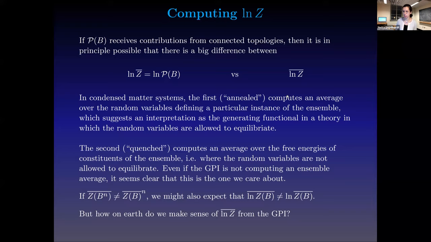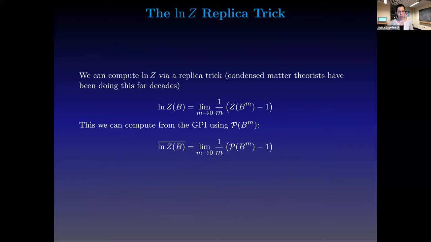So how can we make sense of this quantity as log of Z computed from the gravitational path integral? Really, we only know how to compute Z of B and Z of B to the N using the gravitational path integral. And this is where another replica trick comes in to help us. So we can compute log Z via a replica trick. In fact, condensed matter theorists have been doing this for decades, where all we have to do is we take log Z here and we have this new replica trick, which is different from our old replica trick. So here we take a limit M goes to zero.